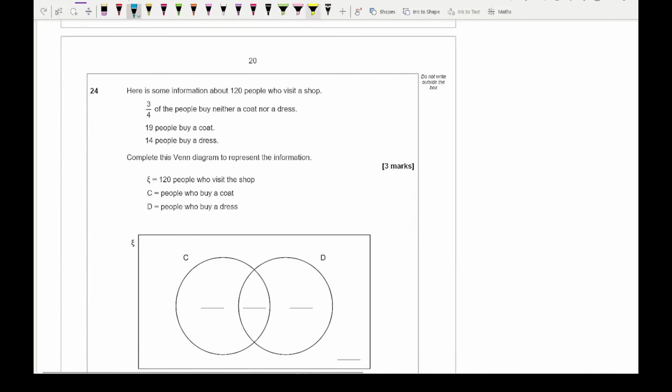So the first thing I'm going to work with is the first bit of information. It says that 3/4 are outside of the Venn diagram, outside the two regions. So working out what 3/4 of 120 is, I'm going to do 120 divided by the denominator, which is 30, and then we multiply by the numerator, which gives us 90. So the outside number is going to be 90.